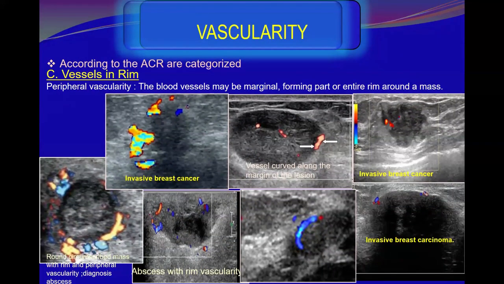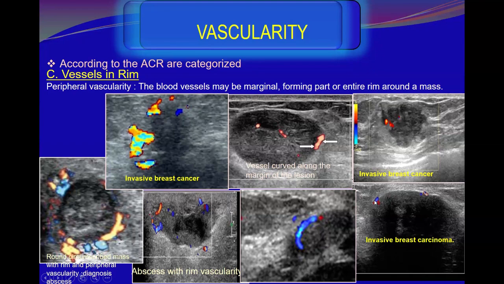The third descriptor is vessels in rim. Vessels in rim means vascularity related to the lesion at its wall or margin or capsule. We call this capsular or vessel in rim. This is an example of fibroadenoma, while this is my patient here, you can see rim in a case of invasive cancer. This is from literature, invasive cancer.